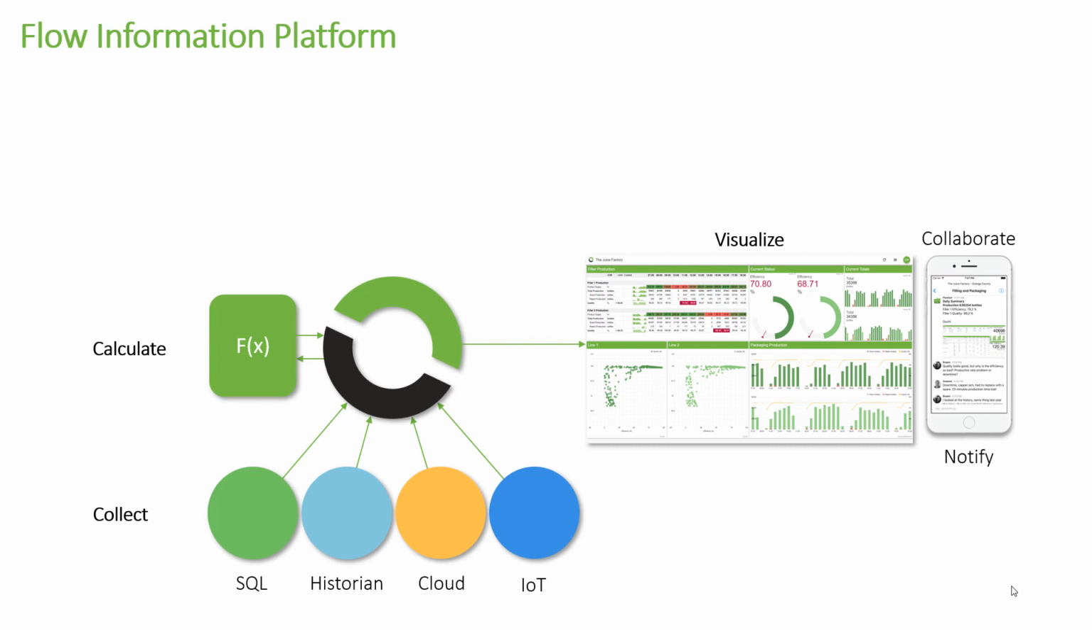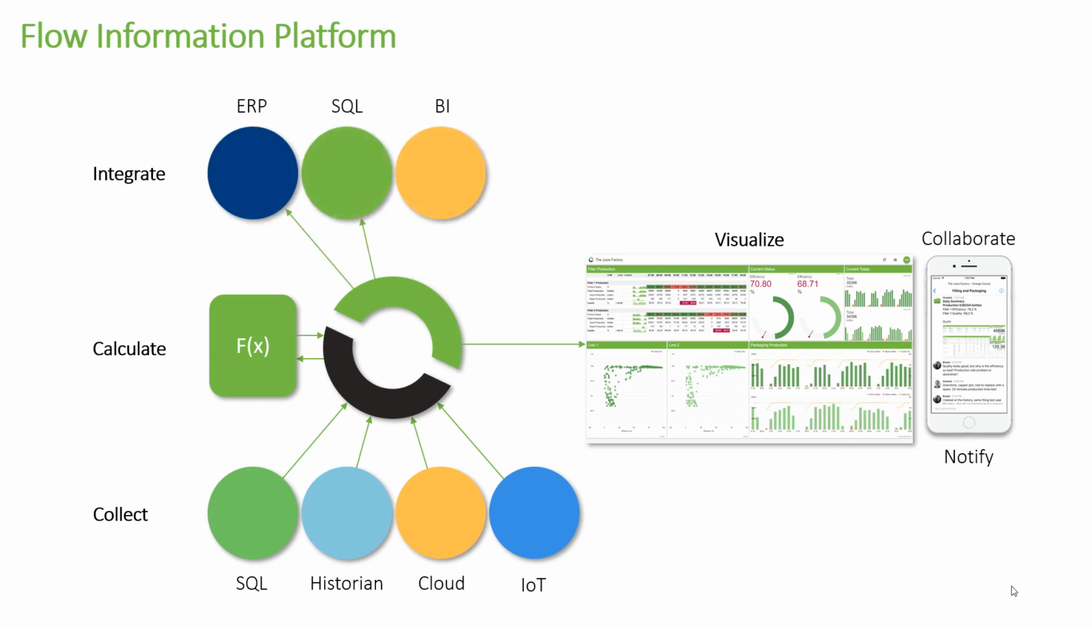Finally, we have this repository of a single version of the truth sitting in the Flow information platform, but we don't keep that closed to our own systems. We have an integration module which allows you to integrate out into ERP systems, into other SQL databases, into BI tools, and even back to some of those real-time protocols like MQTT and OPC, so you can get KPI information right back down to the operators on their HMIs and SCADAs.